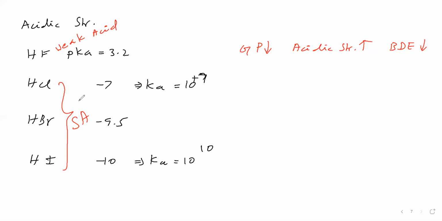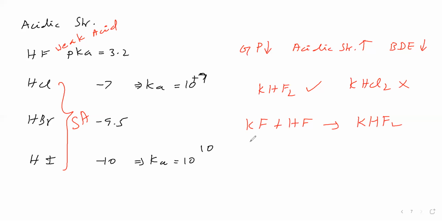Next, KHF2. KHF2 exists, whereas KHCl2 does not exist. Why is it so? To prepare KHF2, take KF and add HF, we will get KHF2. How? We will see.